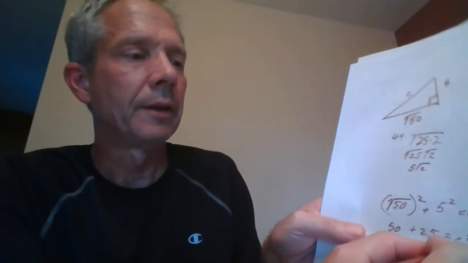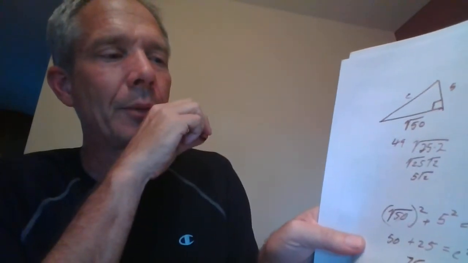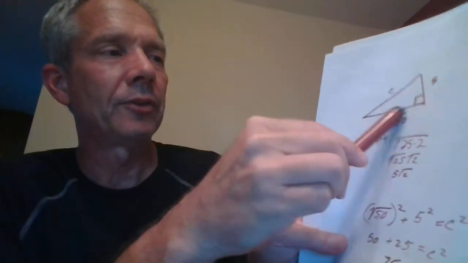equals c squared. Now this is where you have to think. That thing is not 75. That would be much too large because we know this is 7.1 and 5.